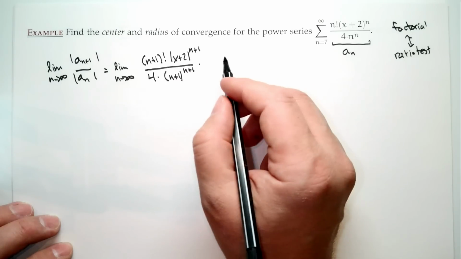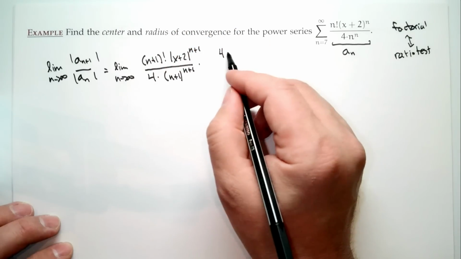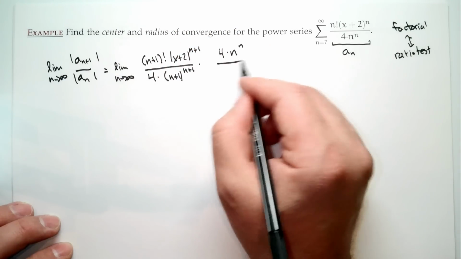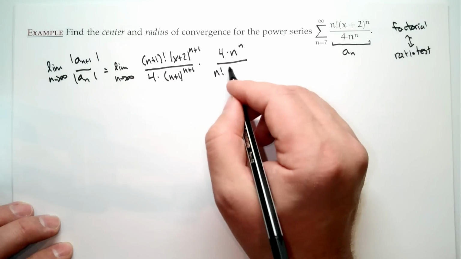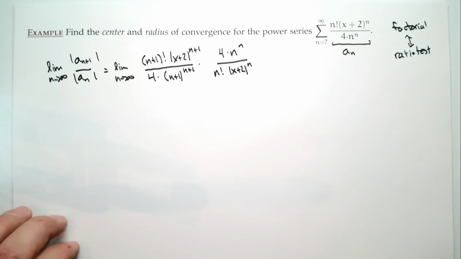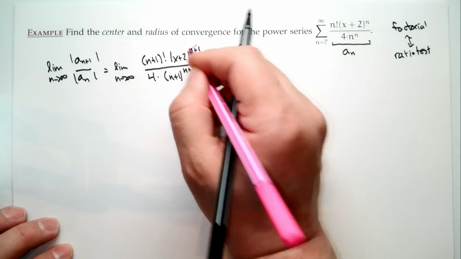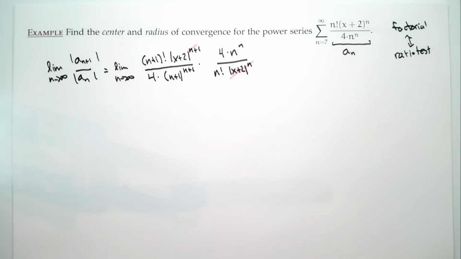And we're going to have times a sub n, which, well, you flip it because it's downstairs. 4n to the n over n factorial, absolute value of x plus 2 to the n. Now, you should see things that look like they should cancel. And because they will cancel. Absolute value of x plus 2 to the n, most of those will cancel. So that's good. Now, that's the easy one.